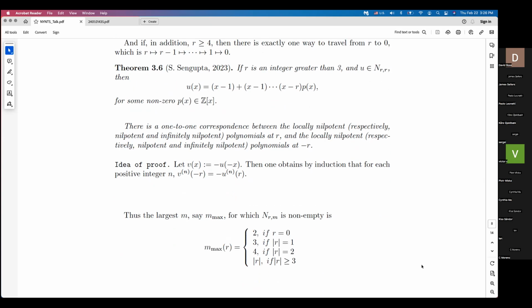So this is what we can say about the maximum index: if r is equal to 0, then the maximum index is 2. If the absolute value of r is equal to 1, then the maximum index is 3. If the absolute value of r is equal to 2, then the maximum is 4. And if r is strictly greater than 2, then the maximum index is the absolute value of r.